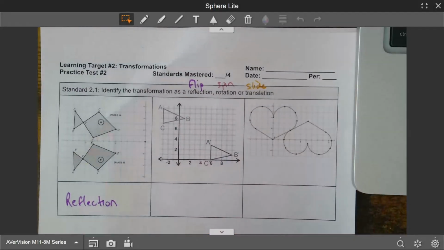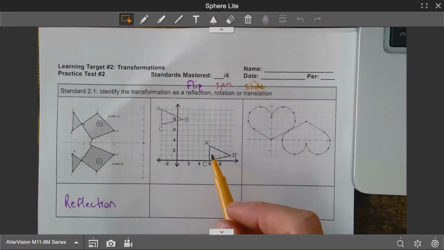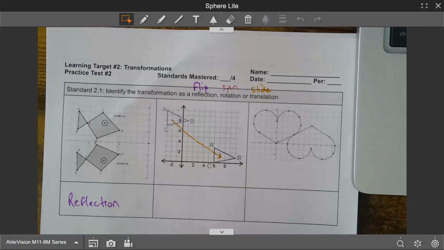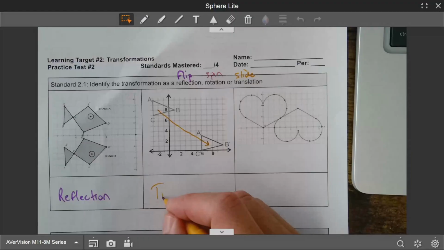For the second one, we have two triangles here, triangle A, B, and C, and triangle A prime, B prime, C prime. So we can see this triangle slid down there. That means it is a translation.